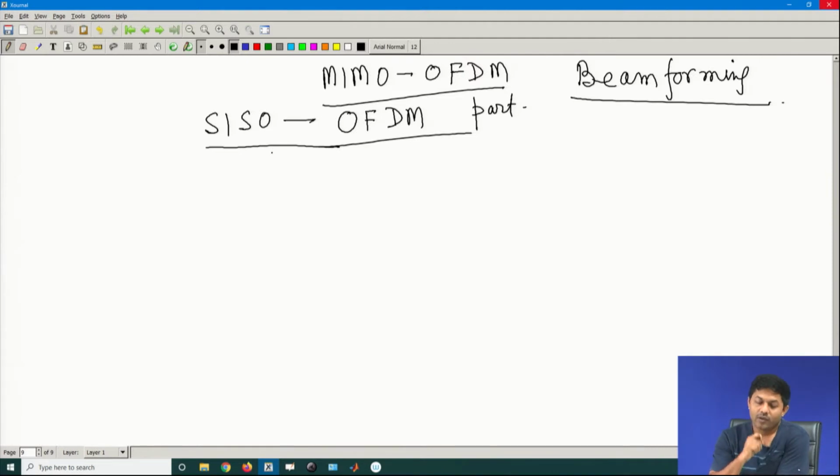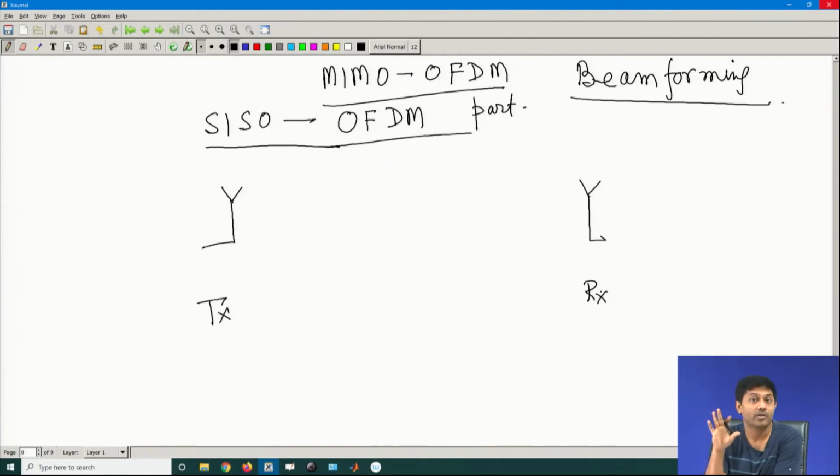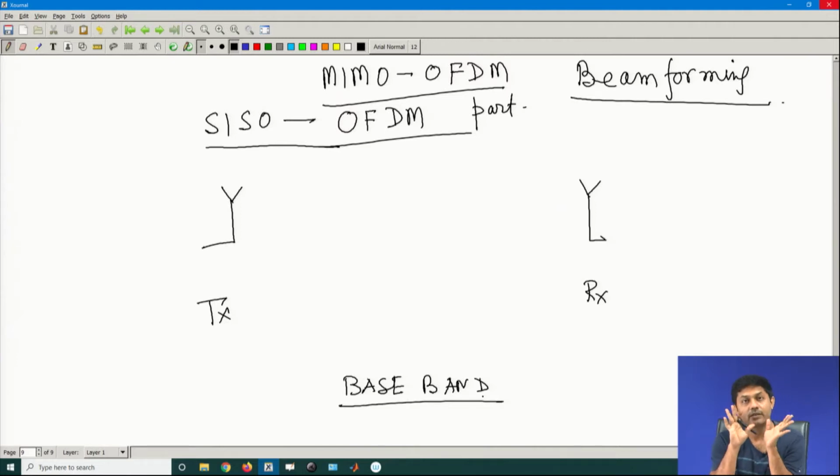So, for the time being, let us keep aside the beamforming aspect, because first we need to understand SISO OFDM, and then we can plug in the beamforming. Let us assume that I have just a single physical antenna on the transmitter side, and one physical antenna at the receiver side, and do not bring the RF and analog chains in. In this case, we are completely in the baseband model.